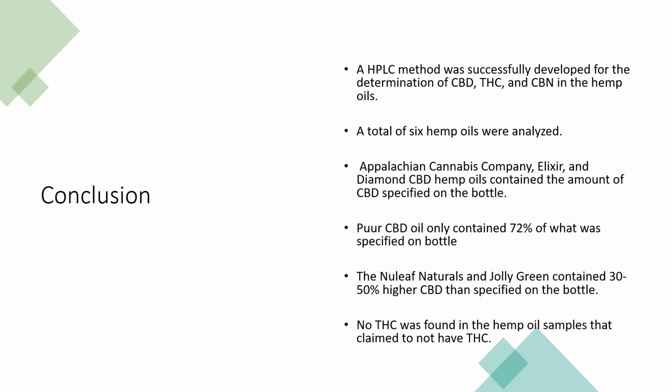To conclude, an HPLC method was successfully developed for determination of CBD, THC, and CBN in hemp oils. A total of six hemp oils were analyzed. The Appalachian Chemist Company Elixir and Diamond CBD hemp oils contained the amount of CBD specified on the label. The pure CBD oil only contained about 72% of what was specified on the label. The Neuraleaf Naturals and the Jolly Green contained about 30 to 50% higher CBD than specified on the label. No THC was found in hemp oils that claimed to not have THC.